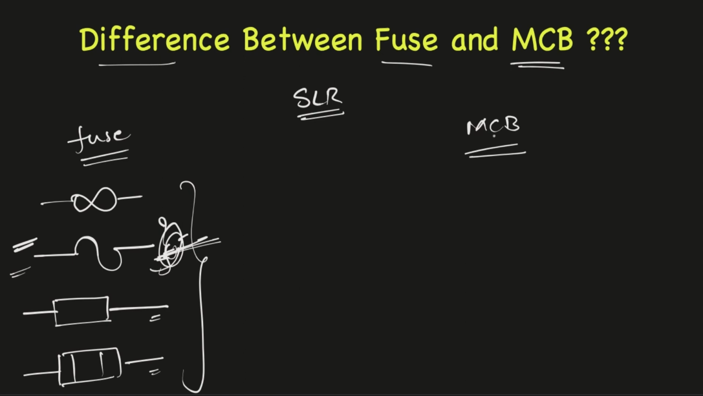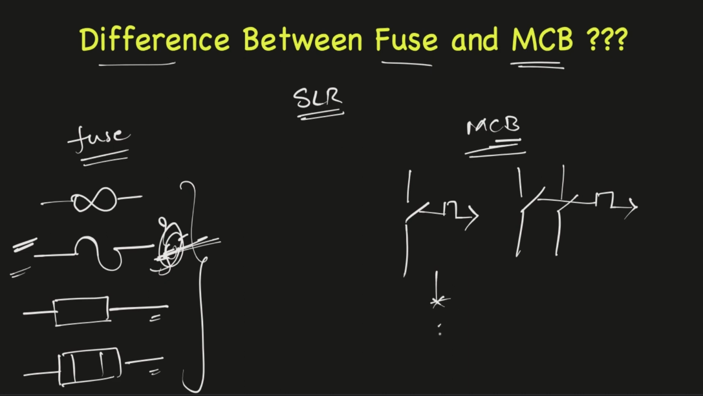In most cases, an MCB is also represented as a circuit breaker, but commonly an MCB is represented like this. If it is single pole, it's represented like this, and if it's double pole, it's represented like this. Sometimes it's represented like this also. Same goes with this. If it is single pole, it's represented like this, and if it's double pole, it's represented like this. These are the basic single line representation differences between a fuse and an MCB.